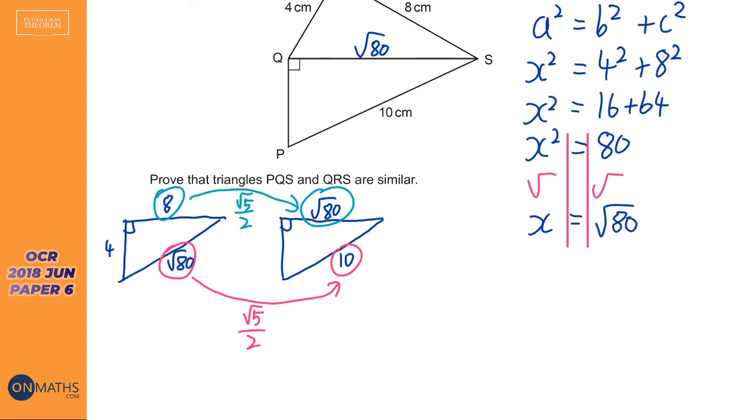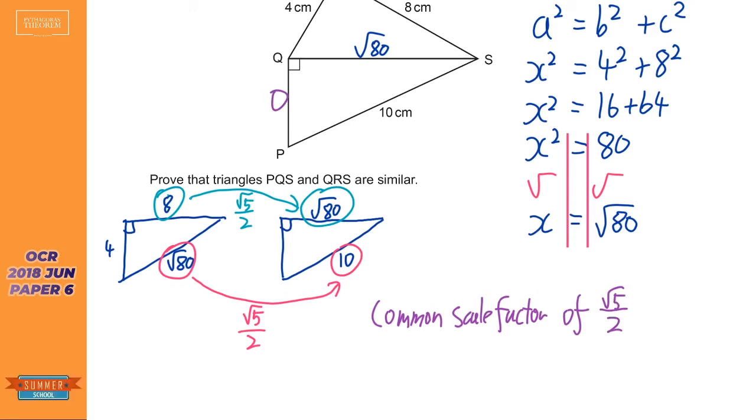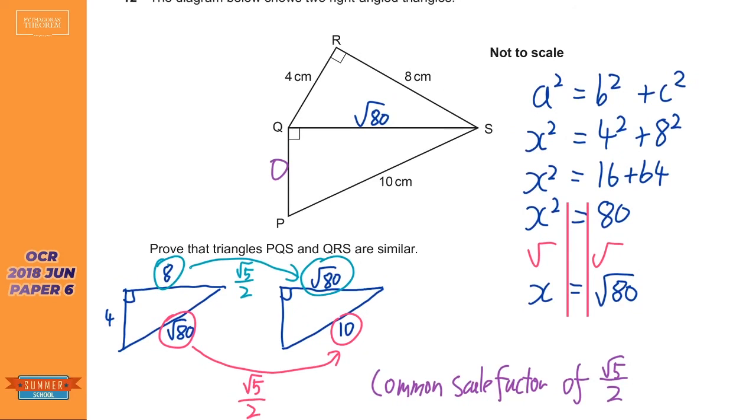So I don't know, we could write that down. So common scale factor of root 5 over 2. Now we could work out this length here by using Pythagoras again. And we probably should. So why don't we finish it off? And let's check the last set.